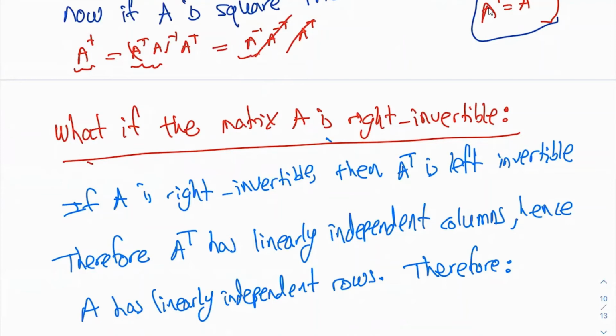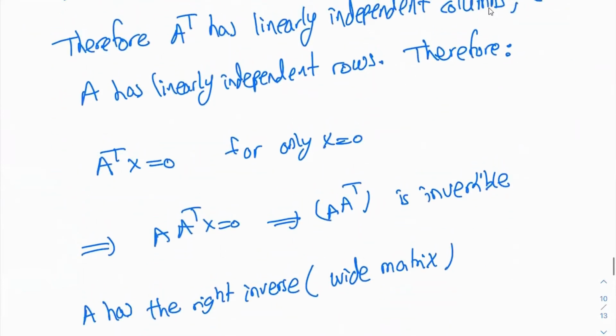Therefore, A transpose has linearly independent columns, right? And therefore, A has linearly independent rows. So this is the thing that you should be very familiar with. Now, what we did for the previous case, for AX equal to 0 with linearly independent columns, we can do for A transpose because A transpose has linearly independent columns. So A transpose X equal to 0 only happens for X equal to 0. Therefore, go ahead and multiply this by A from the left side, right? So we get A transpose X equal to 0 only for X equal to 0. This means A times A transpose is an invertible matrix.